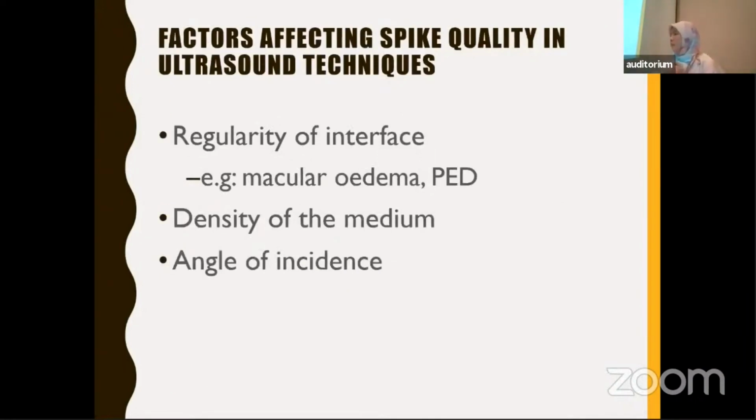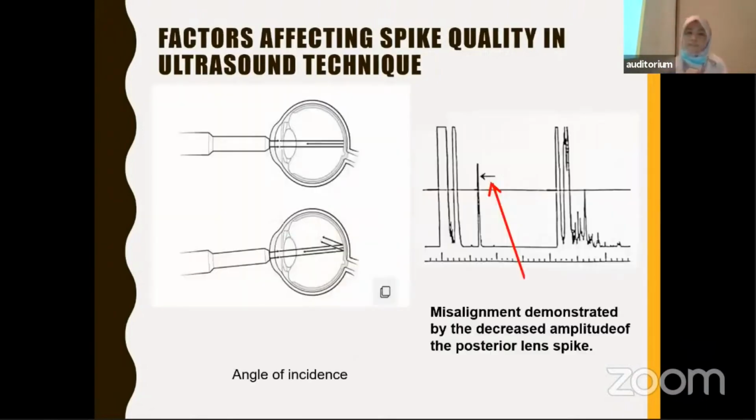In both ultrasound techniques, there are factors that can affect the spike quality. It is conceived of regularity of interface. A perfect, high, steeply rising retina spike may be impossible when macular pathology is present, such as macular edema. And then the poor spike quality might be from the density of the media. Many adjustment of gain: always start with lower gain first, and then you increase step by step. And the poor quality spike also can be affected by the angle of the incident.